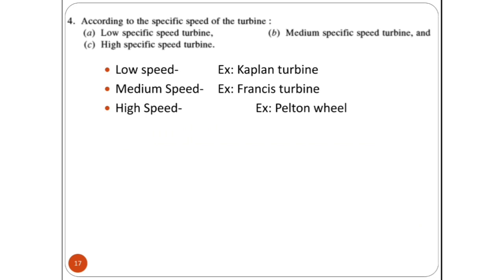Moving on to the last classification, that is made based on the speed of the turbine. First one is low speed, second one is medium speed, and the third one is high speed. Example for low specific speed turbine is a Kaplan turbine, medium specific speed example is a Francis turbine, and the third one, high specific speed, example is a Pelton wheel turbine. So this is made based on the speed of the turbine, or the runner or vane of the turbine.